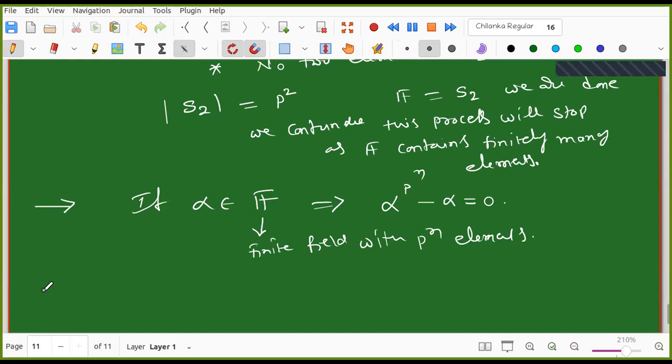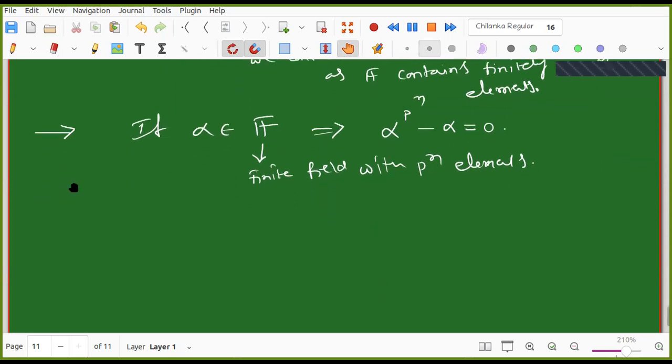The question is that if F is a finite field, in particular, in future I'll write that F contains q elements. Now q is equal to p power n for some n, right? How do we prove it?